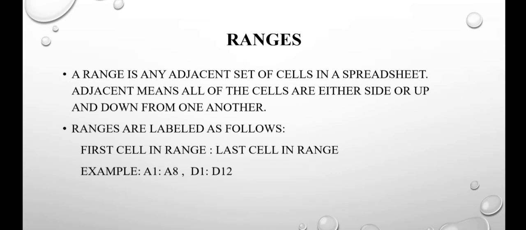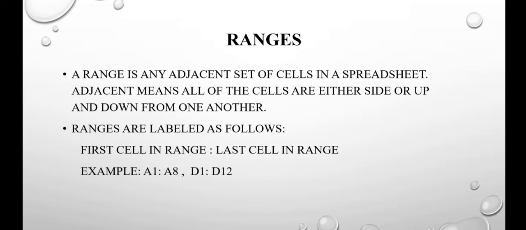Okay, next is ranges. A range is any adjacent set of cells in a spreadsheet. Adjacent means all of these cells are either side by side or up and down from one another. Ranges are labeled as follows: first cell in range and last cell in range. Sometimes we want to select the cells, so we have to denote the range.